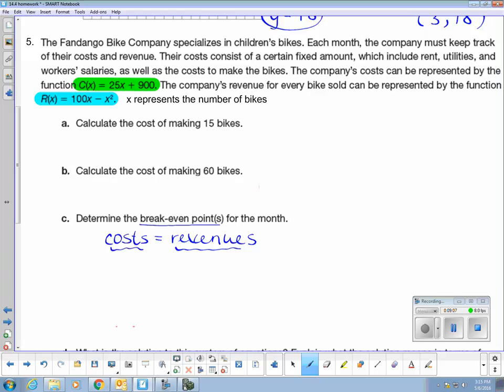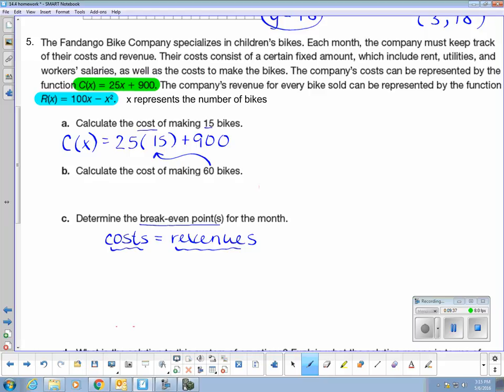So to begin, we need to calculate the cost of making 15 bicycles. So I'm going to use my function c of x. And since x represents the number of bikes, I'm going to take out x and replace it with the number 15. And that will help me to find the cost of making 15 bicycles. Same with part B. Instead of 15, I'm going to replace x with 60.